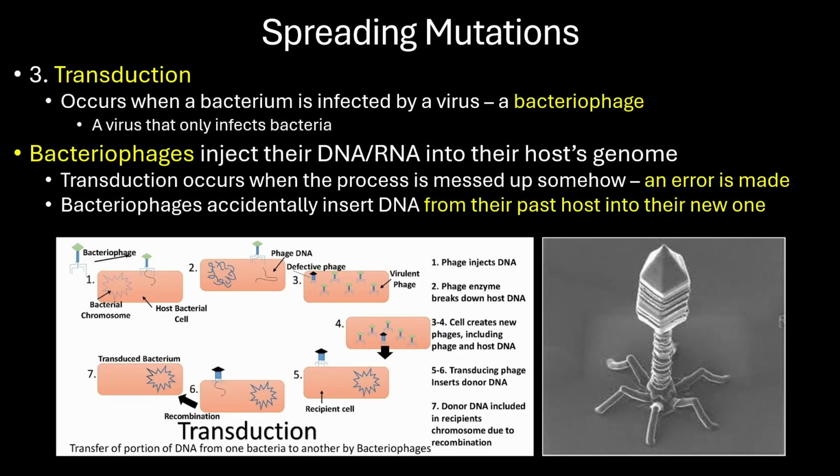And then we have transduction. So this occurs only when a bacterium is infected by a bacteriophage, a virus. So bacteriophages have this ability to inject their genetic material into the host's genome. And then when they go to escape that organism and infect another, they have to copy their genome out of that host's genome. In the process, they could accidentally steal or copy a little bit of that bacterial DNA and then insert that into a new host. This can create the opportunity to move bacterial genes between bacterial cells.